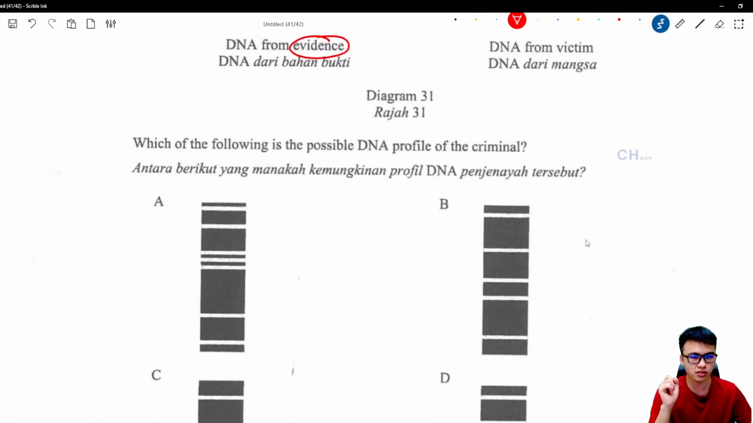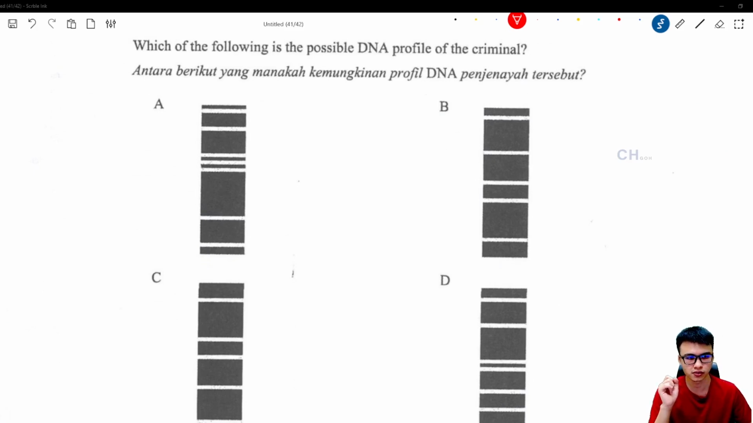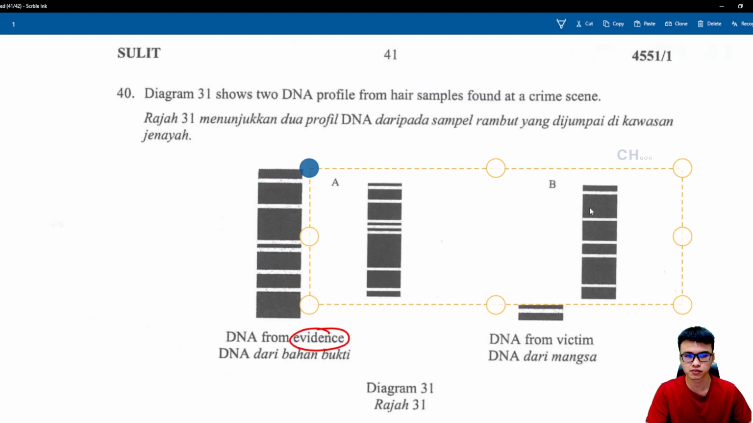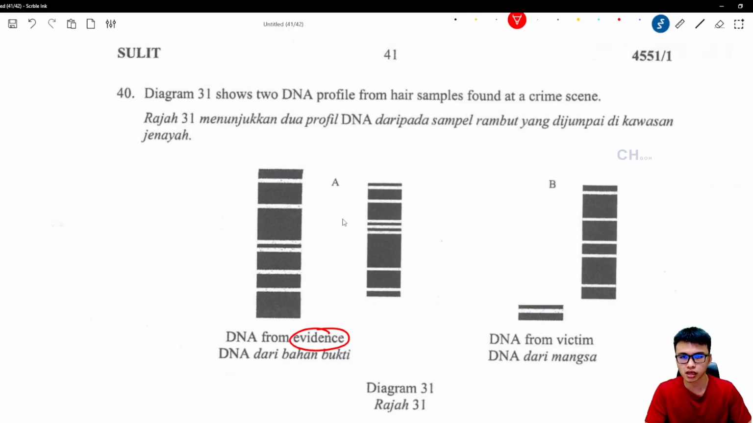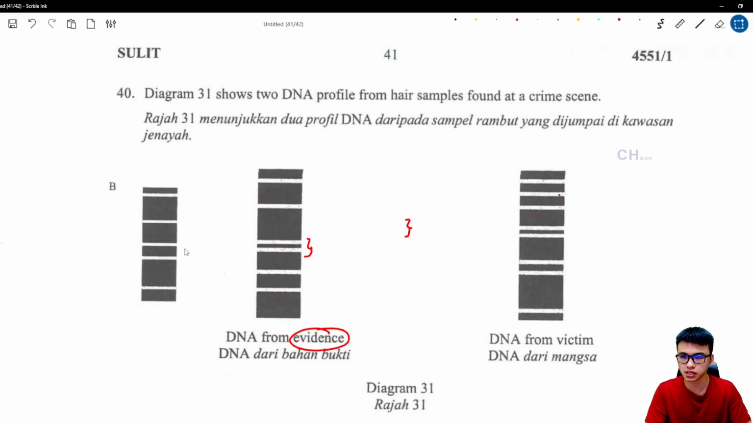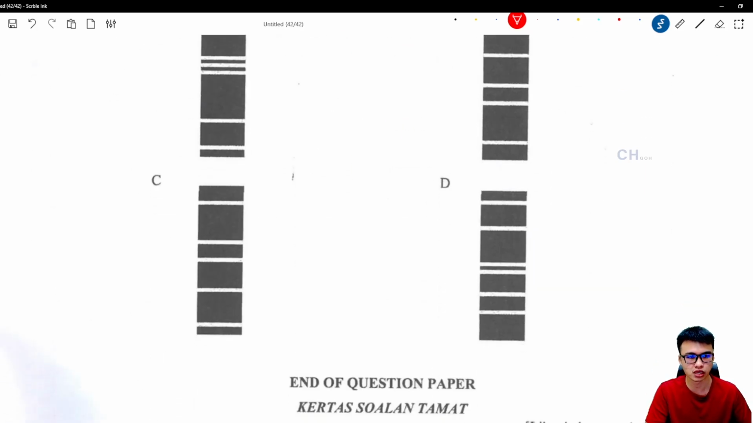Okay, let me do this. I'm going to screenshot it and compare it in this way. A here got 2 lines, here got 3 lines. Definitely the answer is not A. Okay, how about B? B, the gap between these 2 lines is big. This 2 lines is narrow. So A and B out. Let's try C and D.